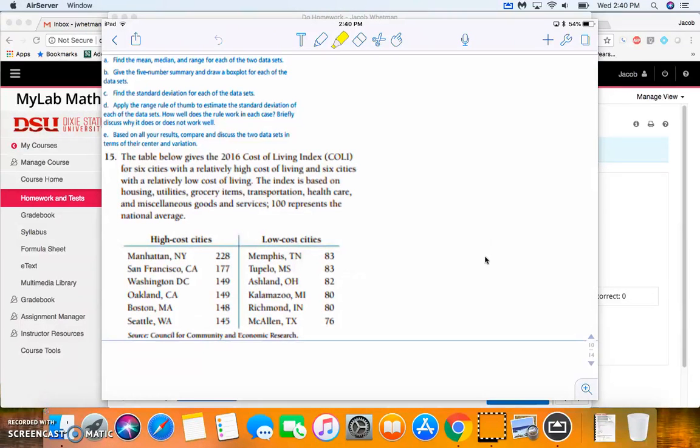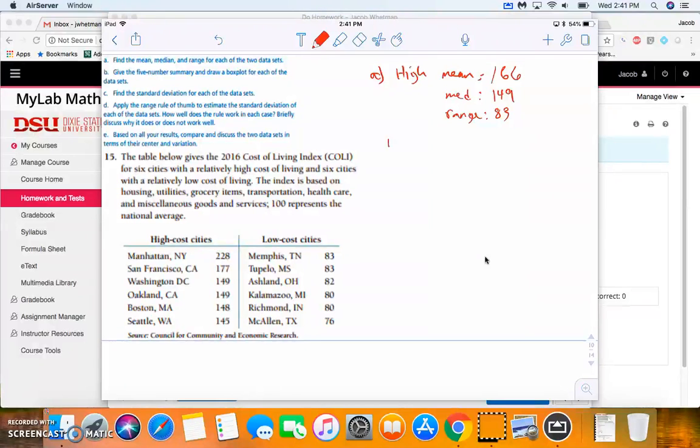So on this one, oops, get the highlighter on. So on part A, we're going to do the high cost here. The mean, let's see, where did that go? So the mean was 166. The median was 149. And the range was 83.